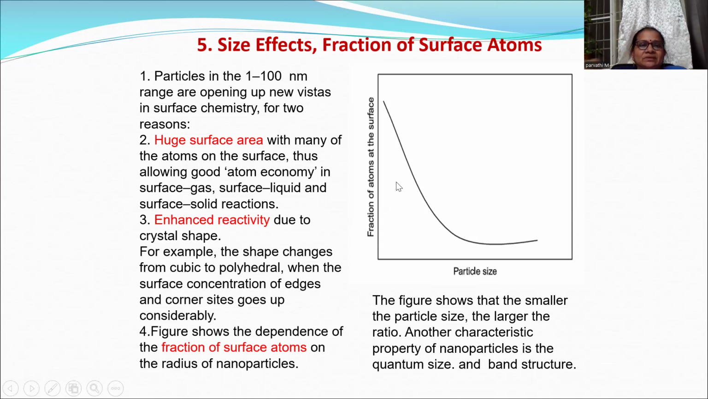So the curve is that's why from top to bottom it is reducing as the particle size increases. Now, enhanced reactivity due to crystal shape. For example, the shape changes from cubic to polyhedral when the surface concentration of edges and corner sites goes up considerably. So, the figure shows the smaller the particle size, the larger the ratio. Another characteristic property of nanoparticles is the quantum size and the band structure.